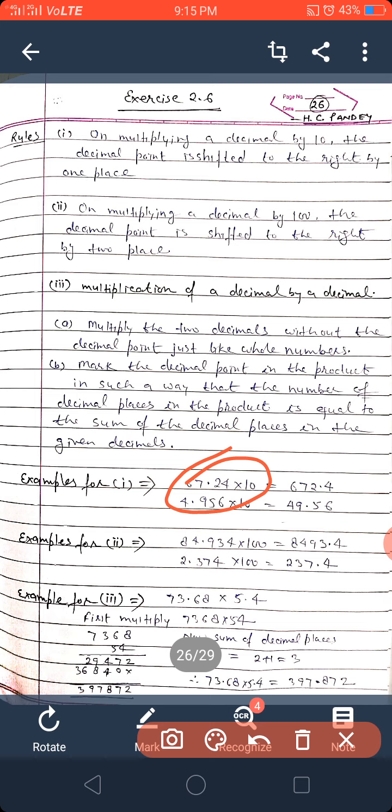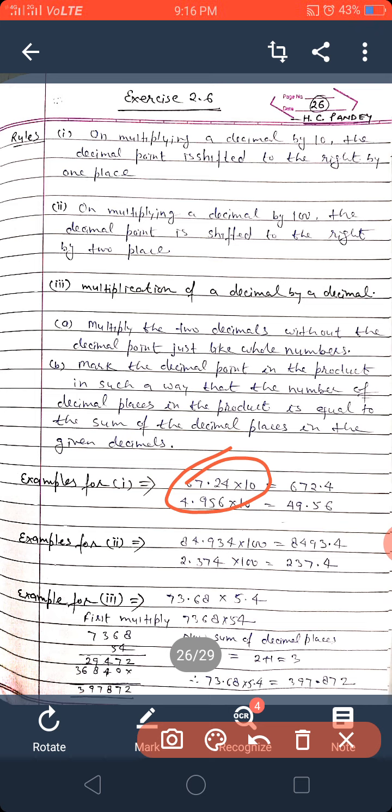Similarly, 4.956 into 10 is equal to 49.56. The decimal point which was after 4 will now be after 9. So it is shifted to the right side by one place.